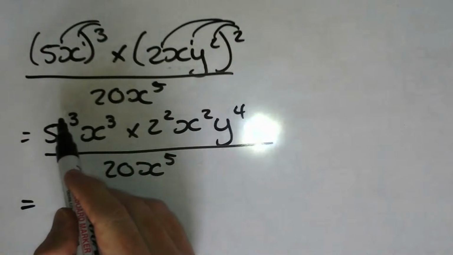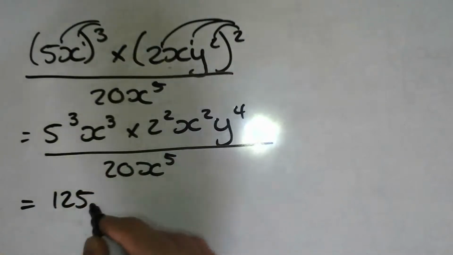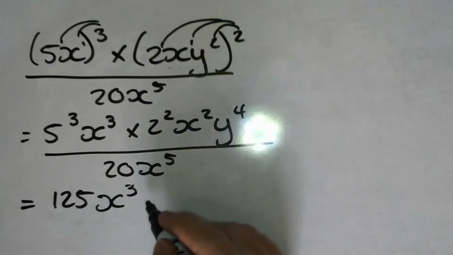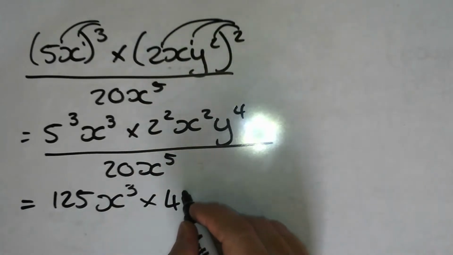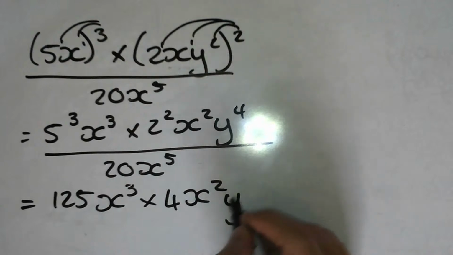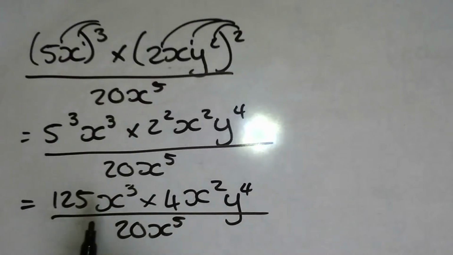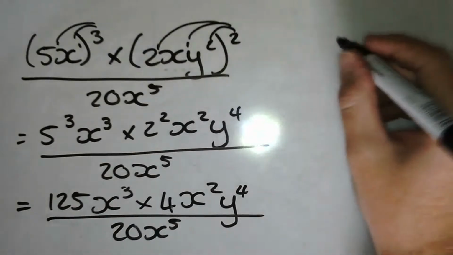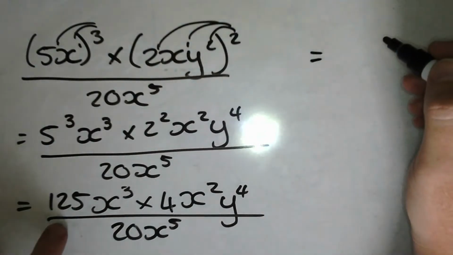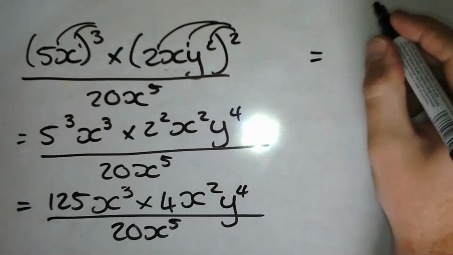Then with that, you'll say 5 times 5 times 5, which is 125, x cubed, times 2 times 2, which is 4, x to the power of 2, y to the power of 4, over 20x to the power of 5. Now, what you need to keep in mind is at the top here in the numerator position that you need to multiply these coefficients with one another, as well as you need to apply law number 1 with regards to adding the exponents. So if I move over to the other side, we'll get the following. So 125 times 4 gives me 500.